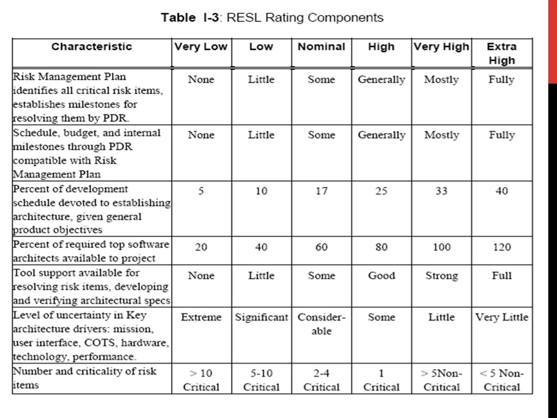If the level of uncertainty is extreme, then it is very low, and if the uncertainty level is significant, then it is low, and if the uncertainty level is considerable, then it is nominal. If it is very little, then it is extra high. And percent of required software architects available to project: if we require 20 software architects, then it is very low. If we require 120, then it is extra high.